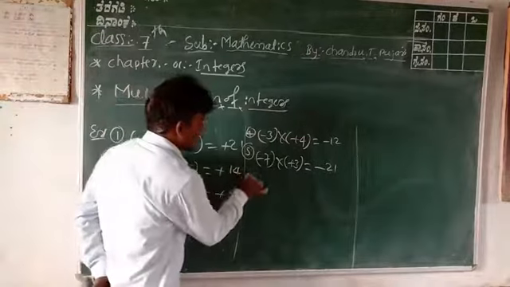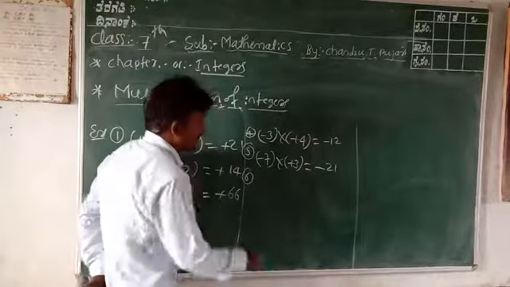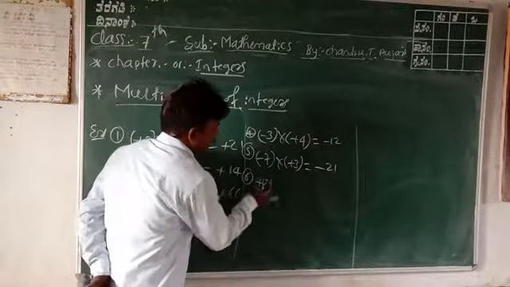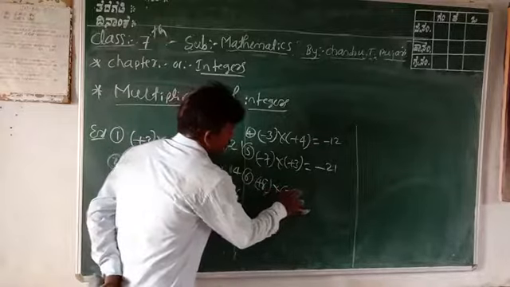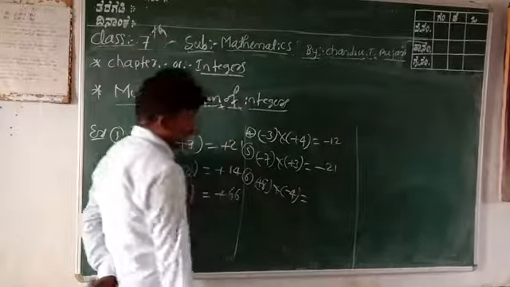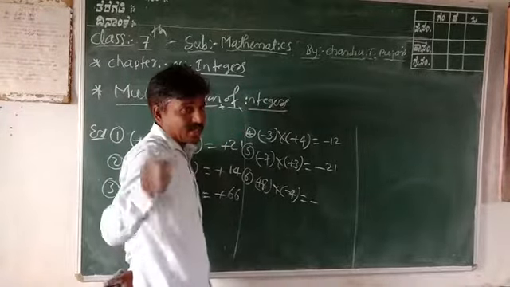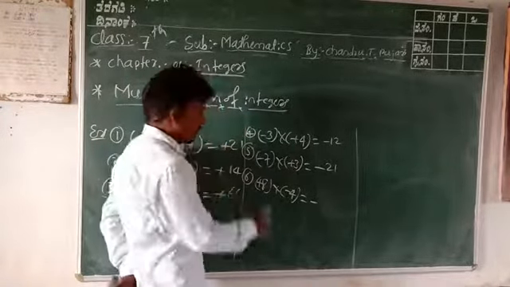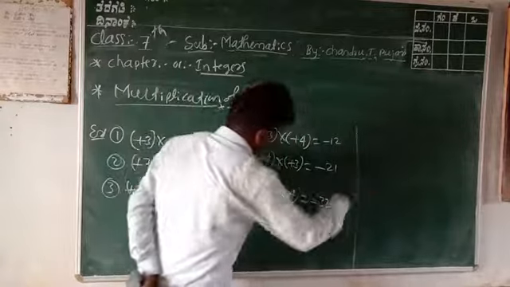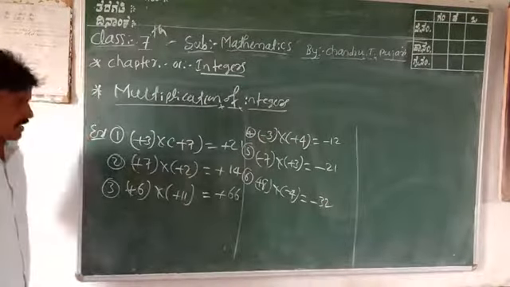The sixth one you can check yourself. Next example, plus 8 into minus 4. Again plus into minus is minus. When the signs are opposite, the multiplication gives minus. 8 4s are 32. The answer is minus 32.